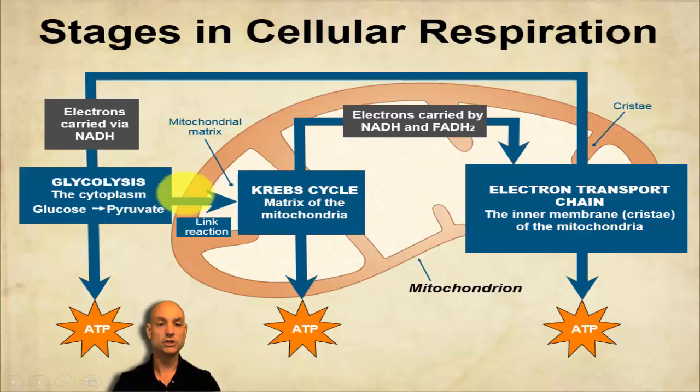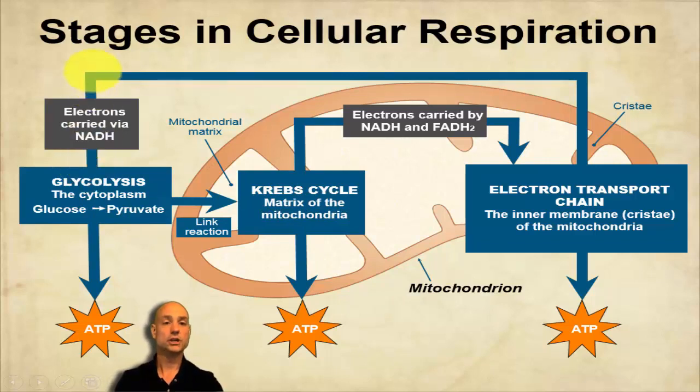You have a small little link reaction as the molecules go from the cytoplasm into the mitochondria, and they end up inside what's called the mitochondrial matrix. That's where the Krebs cycle takes place. Okay, now these two cycles produce two important molecules.